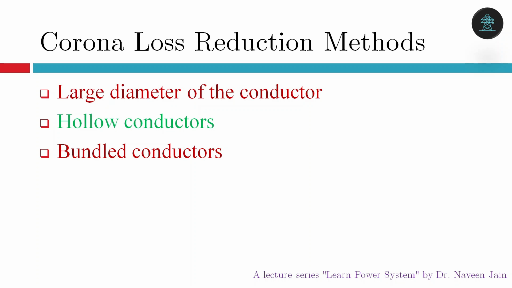There are many methods to reduce corona loss. However, popularly we use three approaches. One is large diameter of conductor, second is hollow conductor, third is bundle conductor. These approaches are related to the conductor and configuration of conductors.